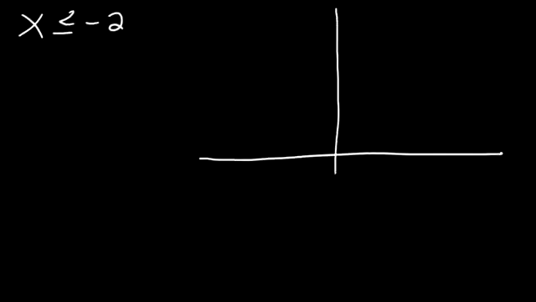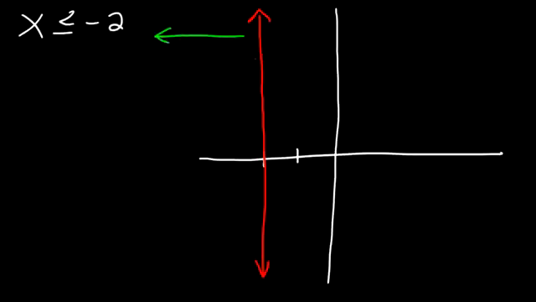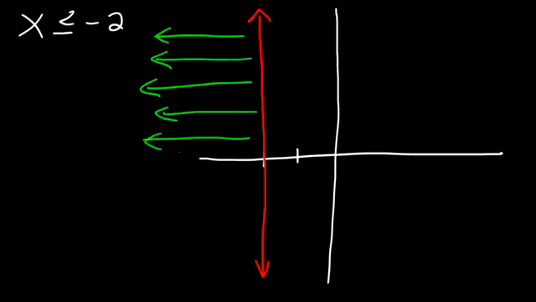So now let's try another one. Go ahead and graph this. X is less than or equal to -2. So whenever x is equal to a number, it's going to be a vertical line. And because it's less than and equal to, we're going to draw a solid line as opposed to a dashed line. And less than is towards the left side. So the numbers that are less than -2 are going to be towards the left of -2. And so you have to shade everywhere to the left of this line.